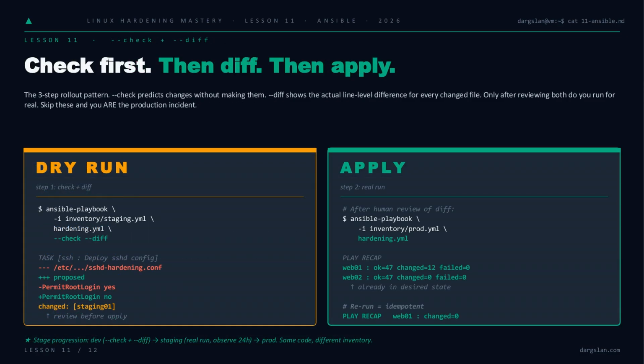Now, before you ever point that role at production, you run it twice. First pass, --check plus --diff against staging. Check predicts what would change without touching the host, and diff shows you the exact line-level delta. PermitRootLogin yes becoming no, right there in your terminal. A human reads that output, signs off, and only then do you run for real against prod inventory. Same playbook, same role, different inventory file. And because Ansible is idempotent, the second run reports changed=0, proof the fleet has actually converged. Skip this dance, and you become the production incident.